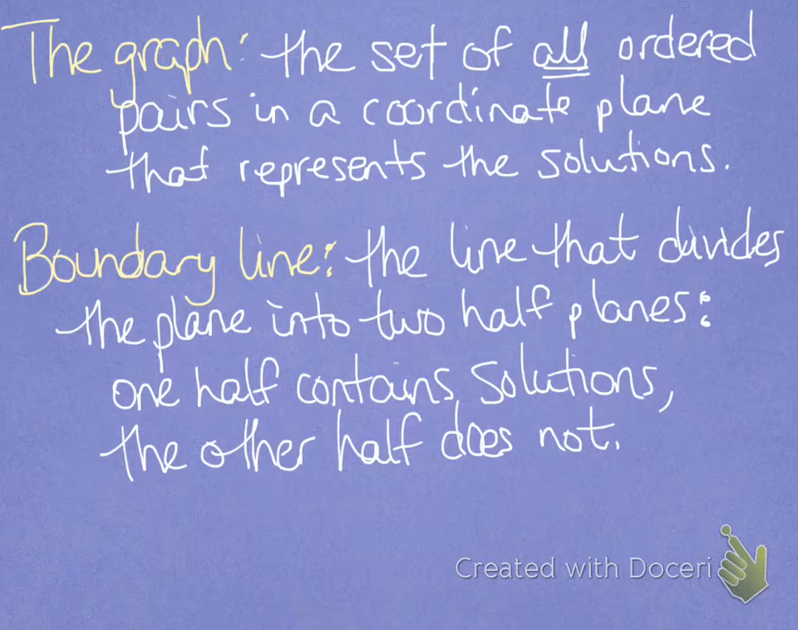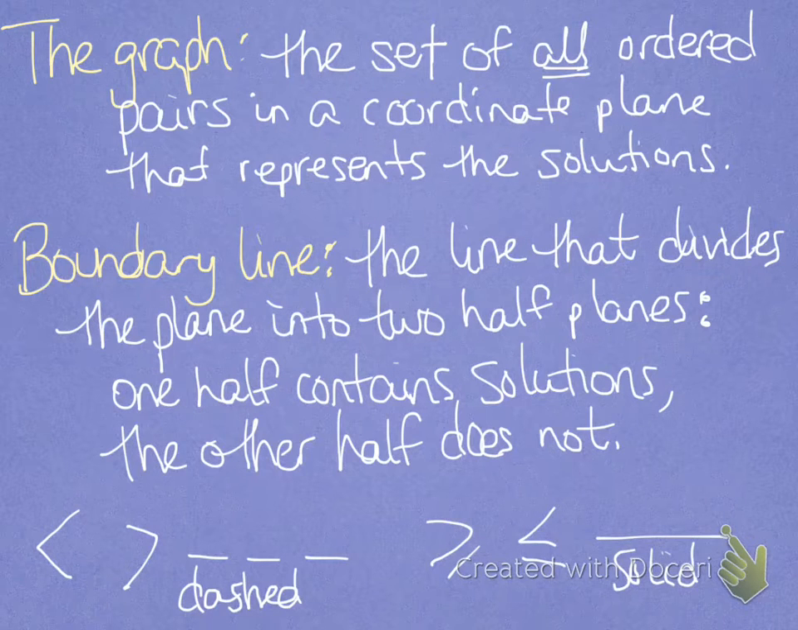And in the same way that when you graphed on a number line, you used a solid circle or a closed circle, we're going to be using a dashed line or a solid line. So again, if it's strictly less than or strictly greater than, we're going to be using an open or dashed line. If it's greater than or equal to or less than or equal to, we're going to be using a solid line.